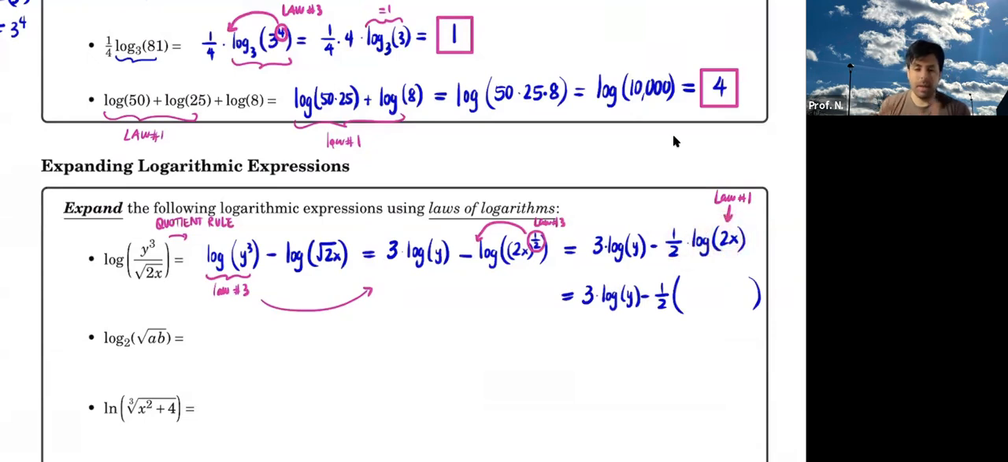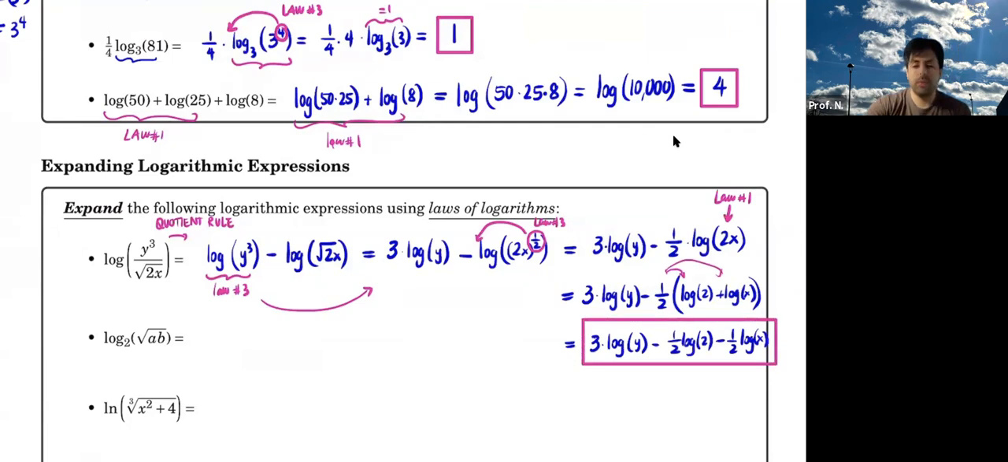So I have to make sure I have parentheses around. And then what's law number 1 say? We'll take the log of 2 and add it to the log of x. And then if you distribute that negative 1/2 after everything is split up as much as possible, this is going to be the expanded form of my original expression. And I am officially expanded everything.